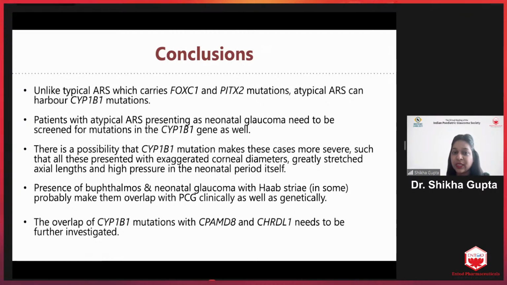There is a possibility that the presence of CPAMD8 mutation may make these cases more severe, such that all these presented with exaggerated corneal diameters, greatly stretched axial lengths, and high pressure in the neonatal glaucoma itself. Presence of buphthalmos and neonatal glaucoma with Haab's striae probably makes them overlap with PCG clinically as well as genetically. And the overlap of CPAMD8 mutations with CYP1B1 and CHRDL1 needs to be further investigated.